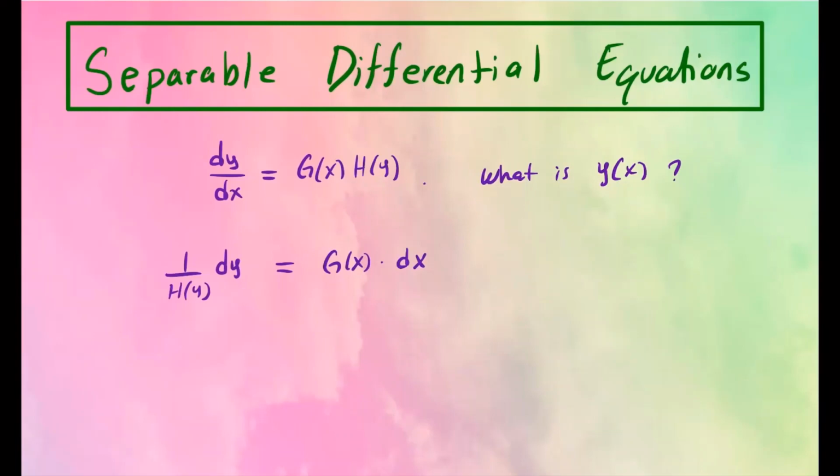Once you have successfully separated the variables, you can integrate both sides with respect to its own variable. And then you get your solution in terms of y, or you can leave it in implicit form, whichever way you feel comfortable. So let's go ahead and use this method to find some solutions.